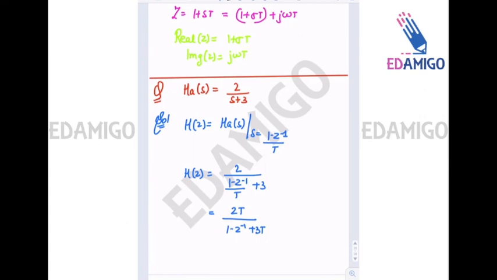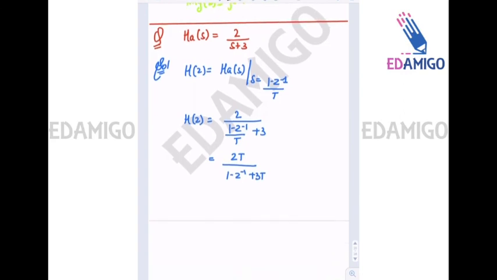Generally in the question capital T will be given to us, and we can easily find the H(z) expression from here. Similarly we can easily solve such questions. There are no issues. The only thing is that we have to replace s by (1 minus z inverse) divided by capital T, and capital T will be given to us in the question. So there is nothing much in such questions. You can easily solve them. So we have done method 1, that is the backward difference method.